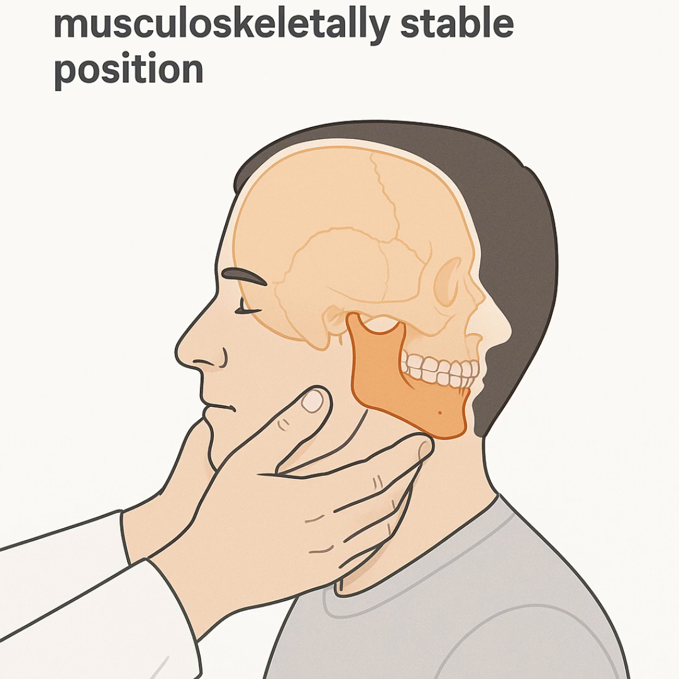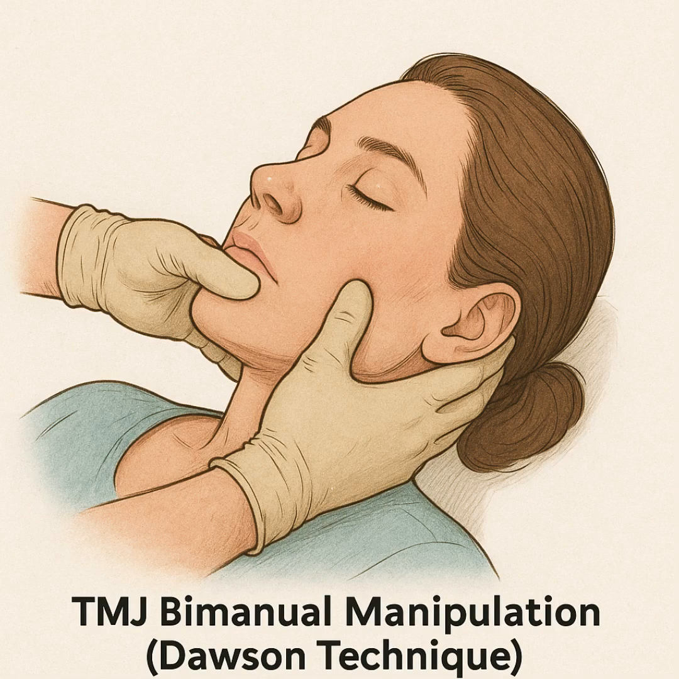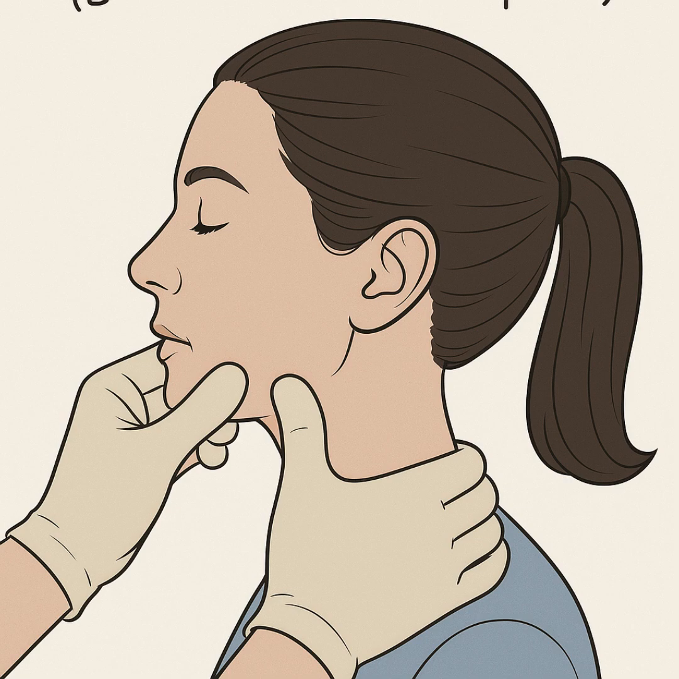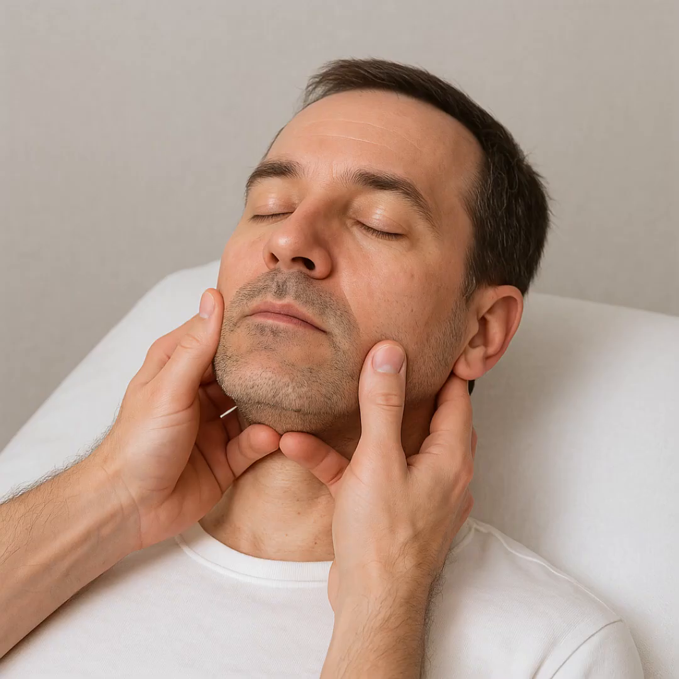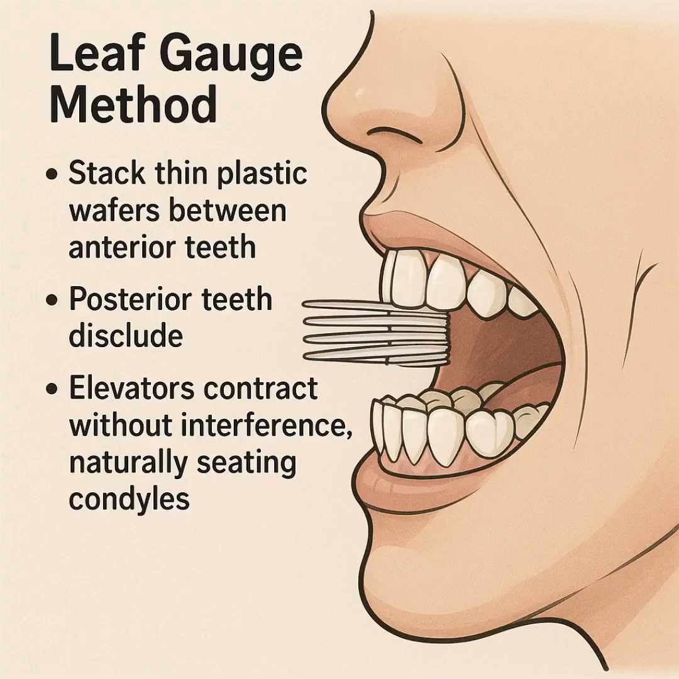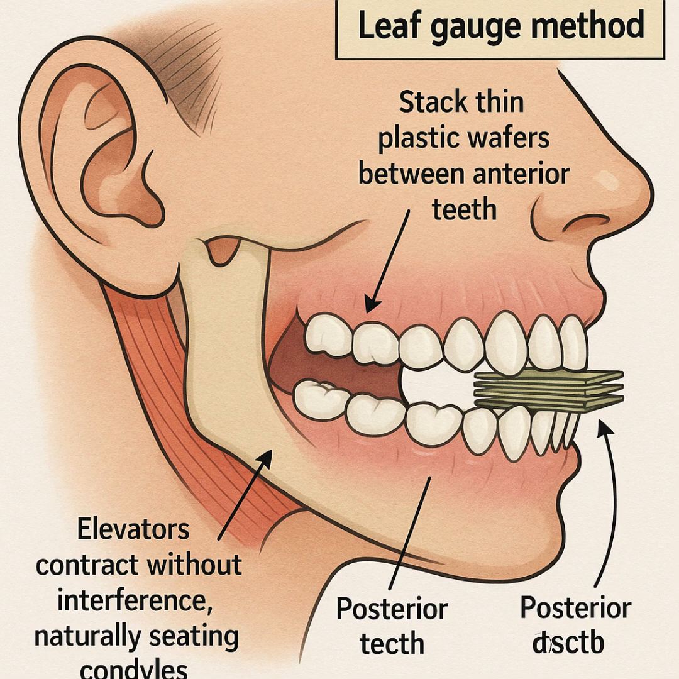Locating the stable position. How do we clinically locate this musculoskeletally stable position? By manual manipulation, Dawson technique. Patient supine, relaxed. Fingers along mandibular angle, thumbs on symphysis. Guide mandible supero-anteriorly into seated condylar position. Leaf gauge method. Stack thin plastic wafers between anterior teeth. Posterior teeth disclude. Elevators contract without interference, naturally seating condyles.